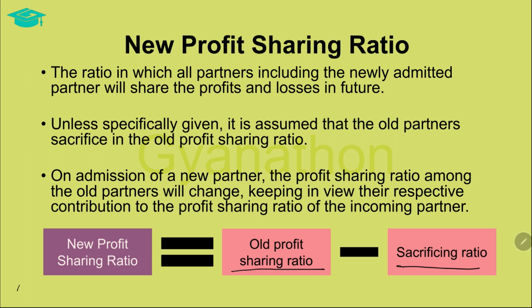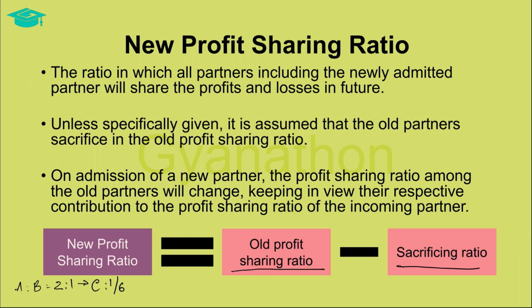Suppose, say, A and B are partners and share their profits in the ratio of 2:1. They take in C and give him 1/6 of the share. Then let's see what will be the new profit sharing ratio. Since the ratio in which A and B have sacrificed is not given, we can assume that they have sacrificed in their old profit sharing ratio.